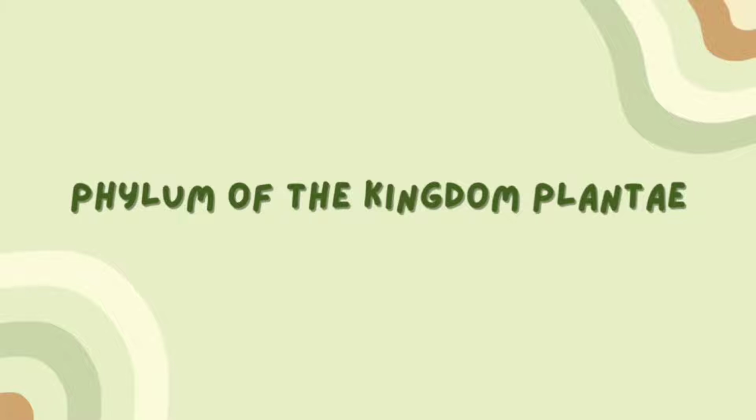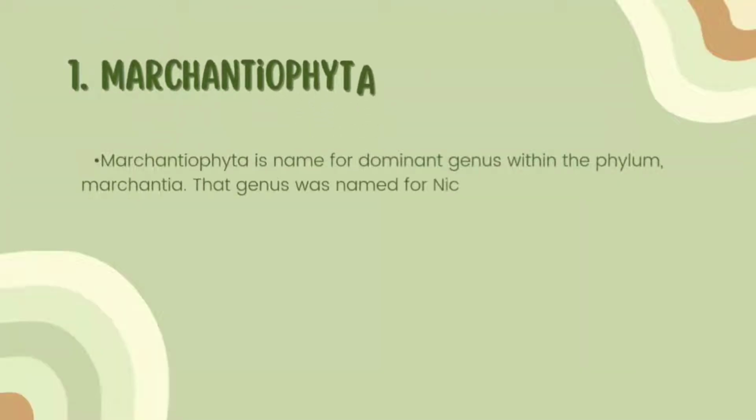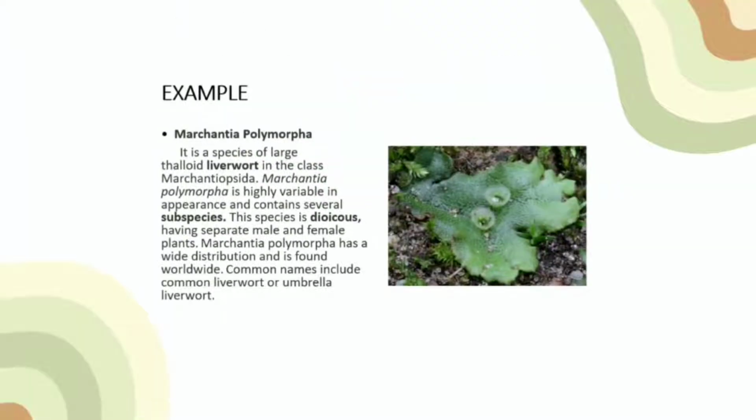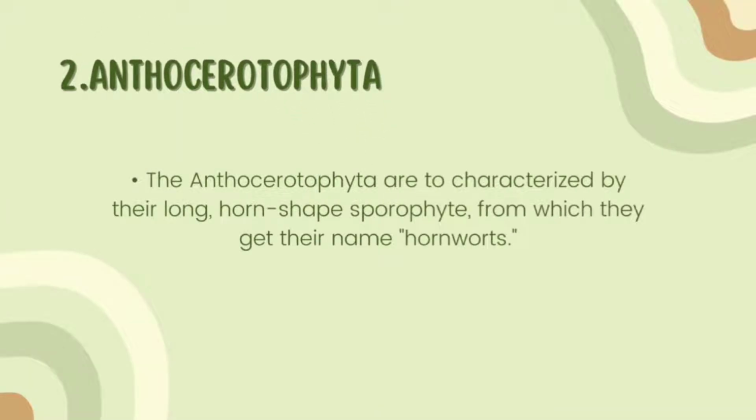Here are the phyla of Kingdom Plantae. The first one, Marchantiophyta. It is named for the dominant genus within the phylum, Marchantia. Example for this is Marchantia polymorpha, or basically the liverworts. Second, Anthocerotophyta. It is characterized by their long horn-shaped sporophyte, from which they get their name, hornworts.